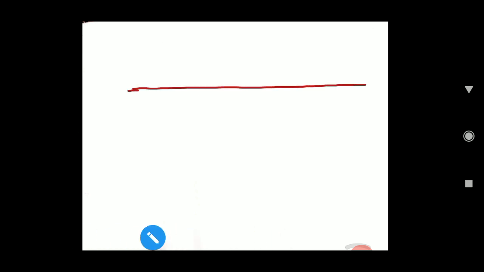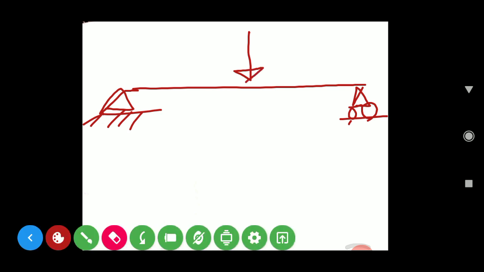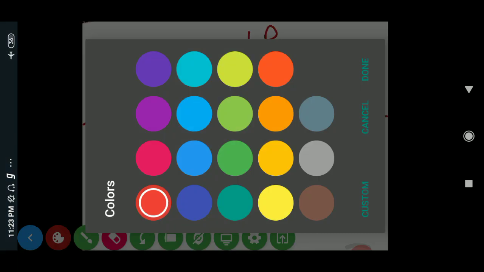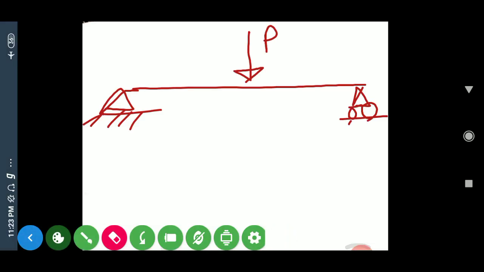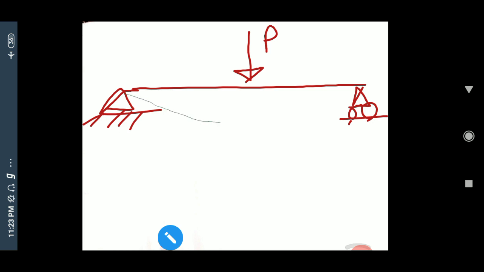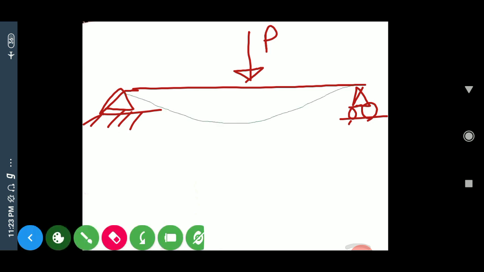So suppose we have a beam, this is a simply supported beam. Okay, a load is applied over here, then when p amount of load is applied, what should be the deflected form of this beam? Okay, so the deflected form of the beam will be like this. Beam will deflect like this.